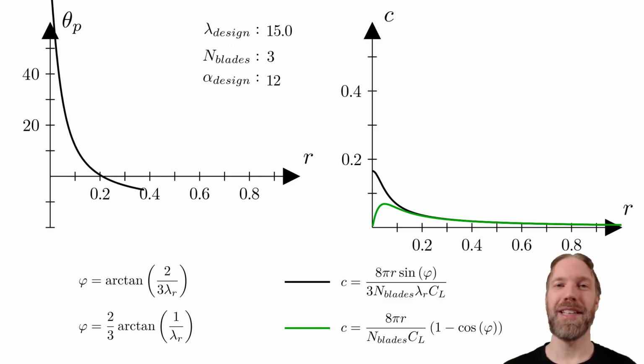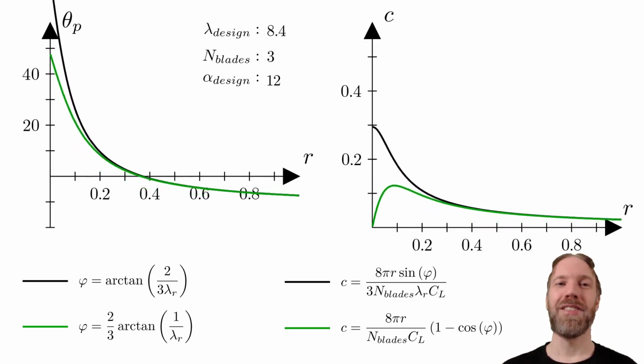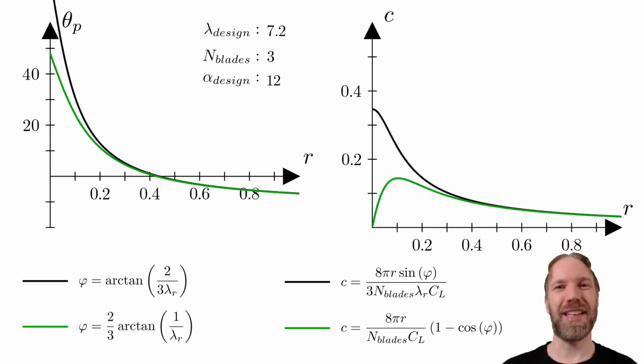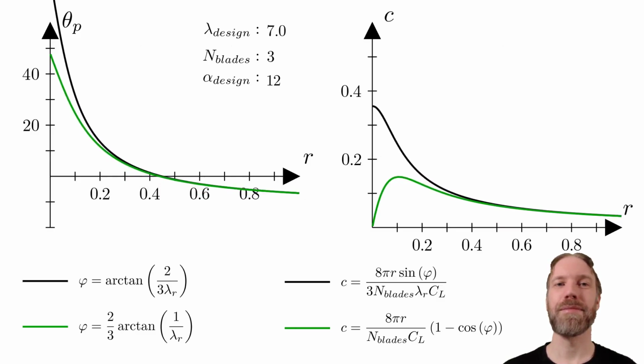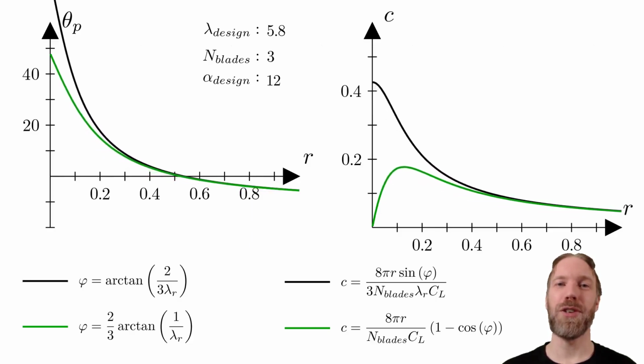We see similar trends for the optimal section twist. Now let the tip speed ratio decrease to 7, which is a more common design value. We see a larger difference for low radial positions, but the trends are similar. We end by going down to design tip speed ratio 4. Now wake rotation will start to affect the optimal shape for most of the blade.